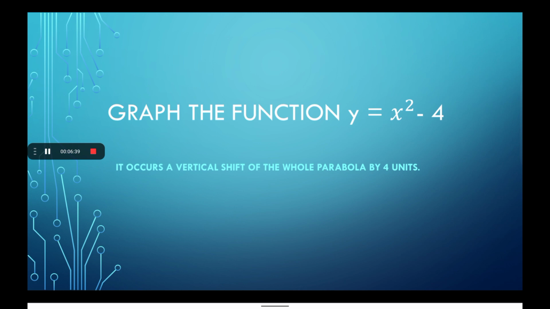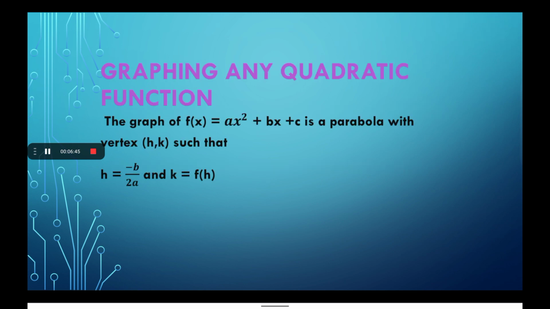This video is about the transformation of functions, and then graphing any quadratic function. Here we see the graph of f of x equals ax square plus bx plus c. This is the format of the quadratic function, and it is a parabola. The quadratic function must be a parabola with vertex h comma k. Here they are giving the vertex h comma k.